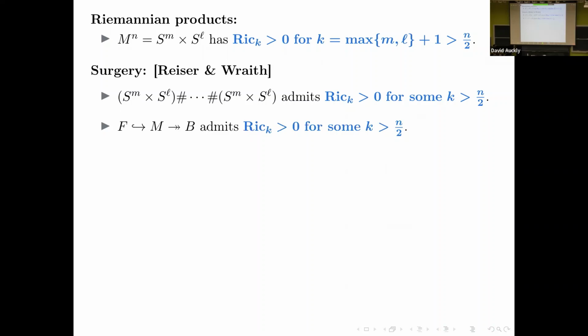And this is especially useful for looking at exotic spheres. That shows that a lot of exotic spheres that were known to admit positive Ricci curvature now satisfy a stronger condition, some positive intermediate Ricci curvature.